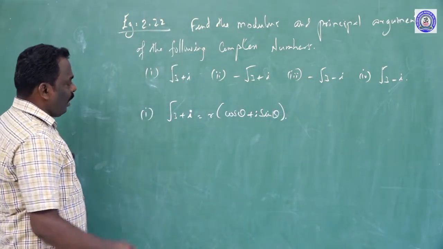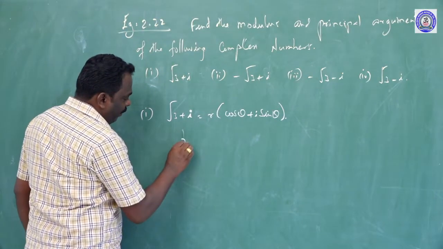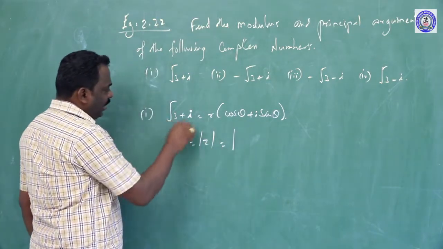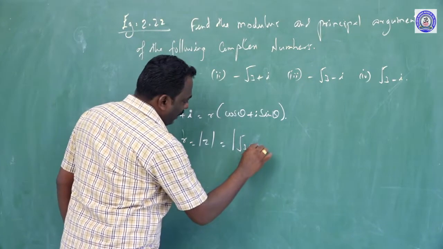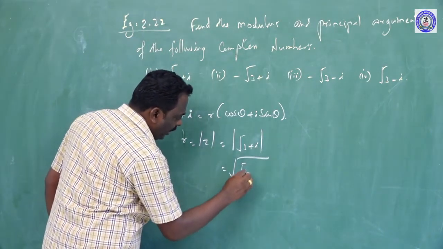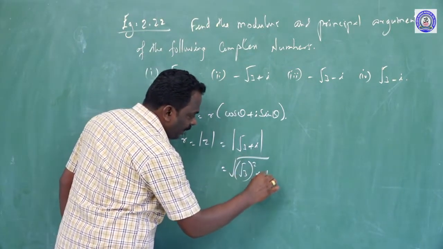Now we write r, which is equal to the modulus of z. That is equal to the modulus of z defined by root 3 plus i, which is equal to the square root of the real term, root 3, whole square, plus the imaginary term's coefficient, 1, square.